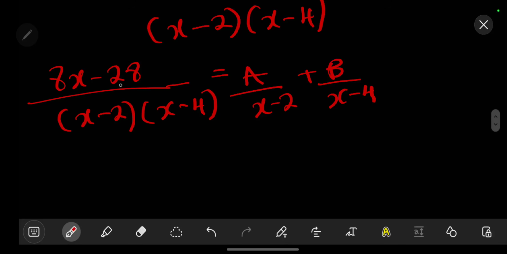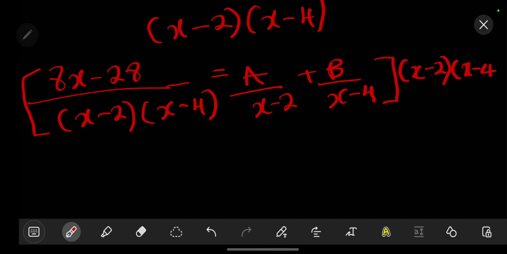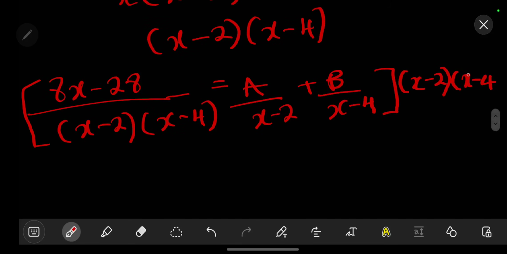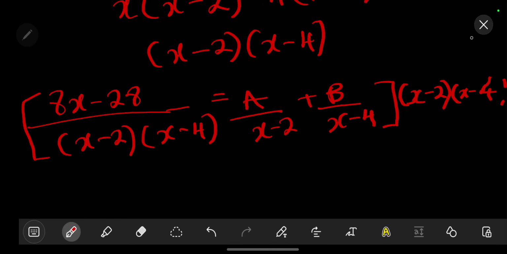Then when we do that, we are going to end up with something like this. Let us multiply. You can put the multiplication either at the beginning or at the end, it's still the same. So take the denominator and multiply it throughout. So we have our x minus 2 and our x minus 4, like that. Let me just write it properly.